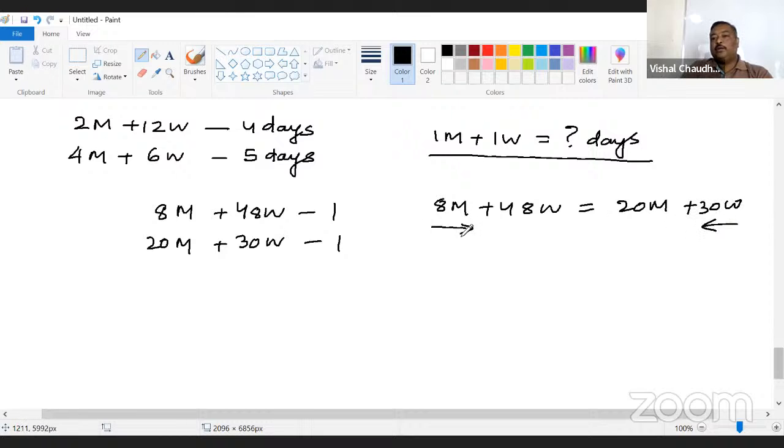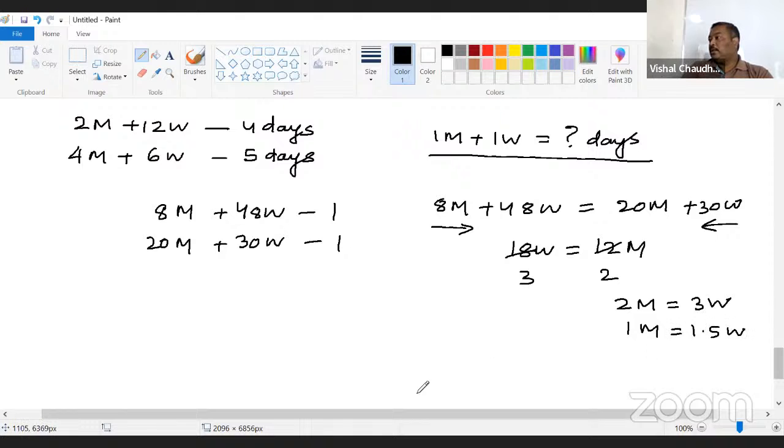Women को इधर भेजो, men को उधर भेजो। 18 women is equal to 20 minus 8, and that is 12 men. 6 से दोनों तरफ 2 and 3. So 2 men is equal to 3 women. Okay, इसको हम और कर सकते हैं, 1 man is equal to 1.5 women, isn't it?